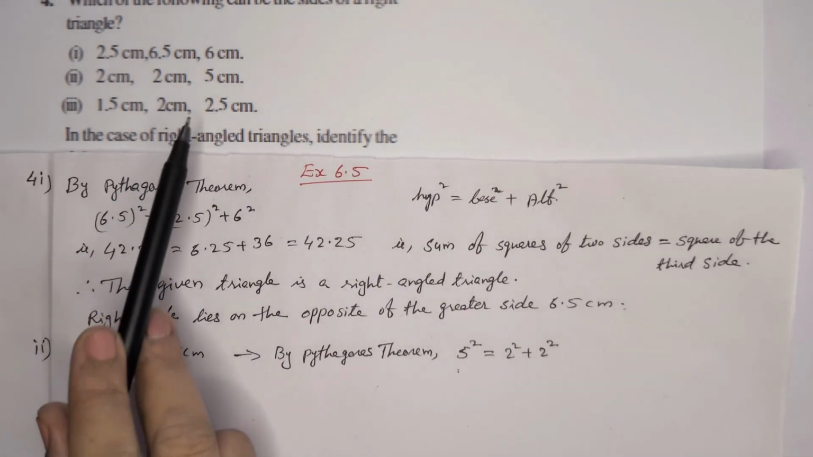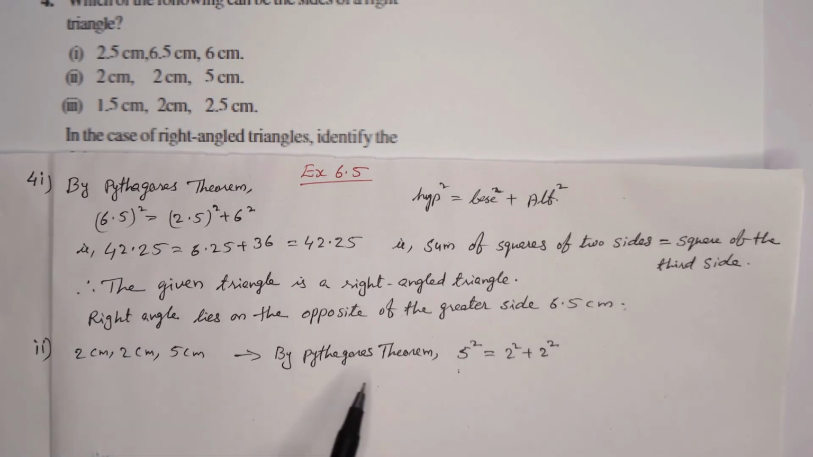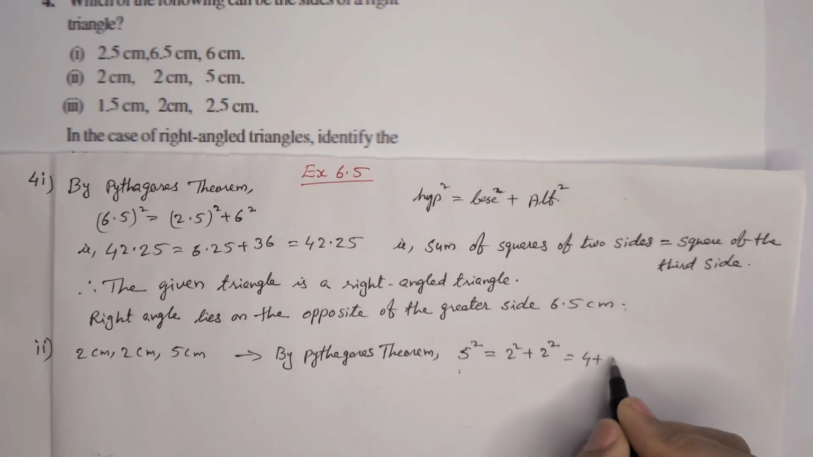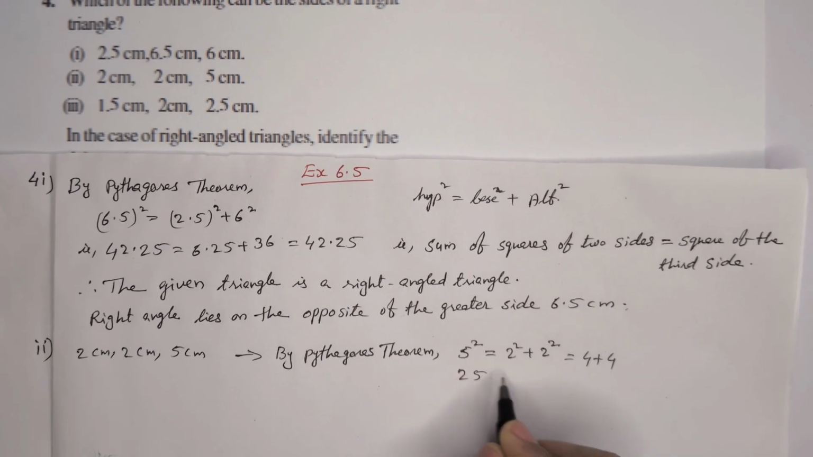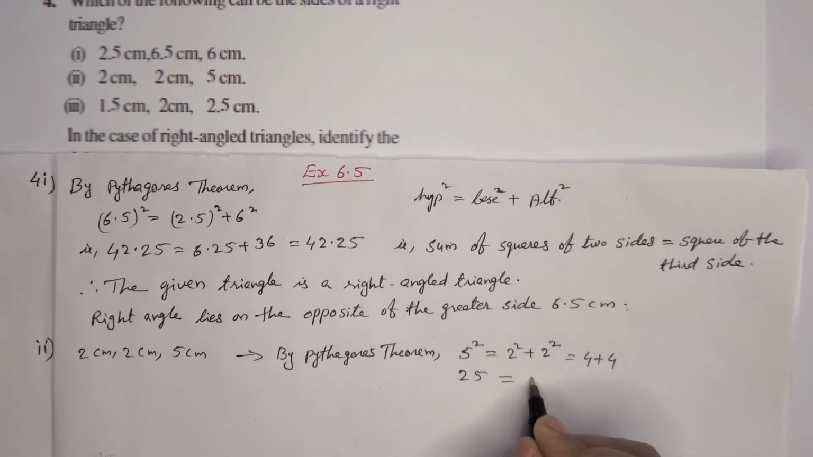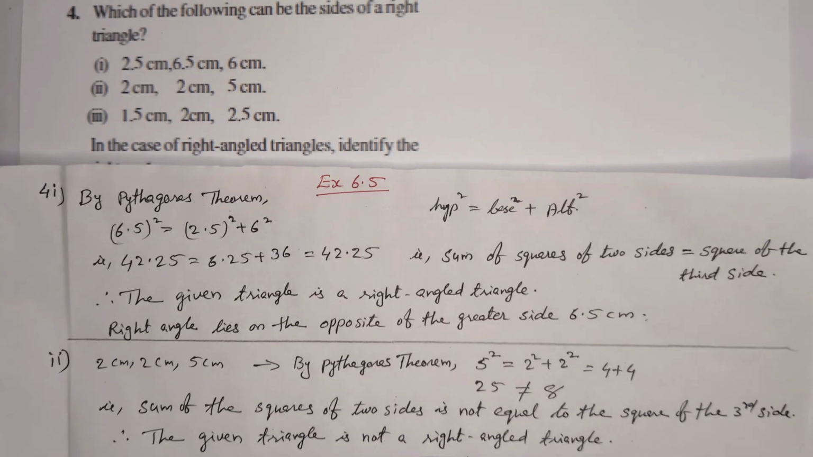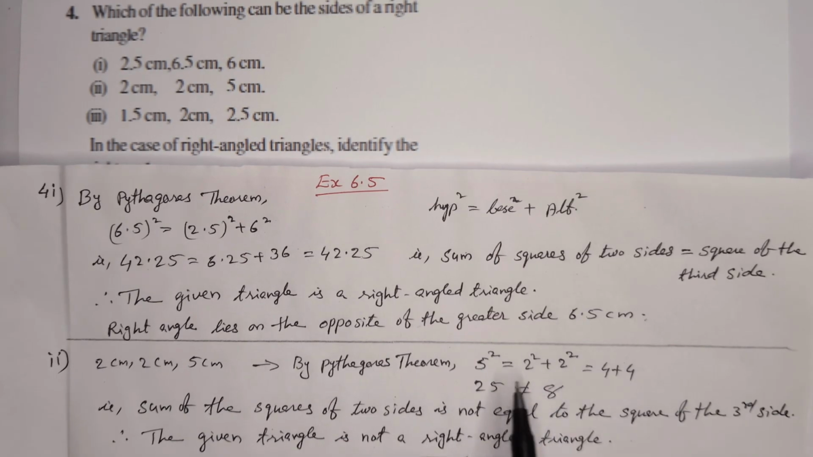Second one: 2 centimeter, 2 centimeter and 5 centimeter. By Pythagoras theorem, hypotenuse square is equal to the sum of the squares of the other two sides. Here 2 square is 4, again 2 square is 4, and 5 square is 25. The other side we get 4 plus 4, 8. These two are not equal, which means the given measurements do not represent a right angle triangle. Therefore the sum of the squares of two sides is not equal to the square of the third side, so the given triangle is not a right angle triangle.